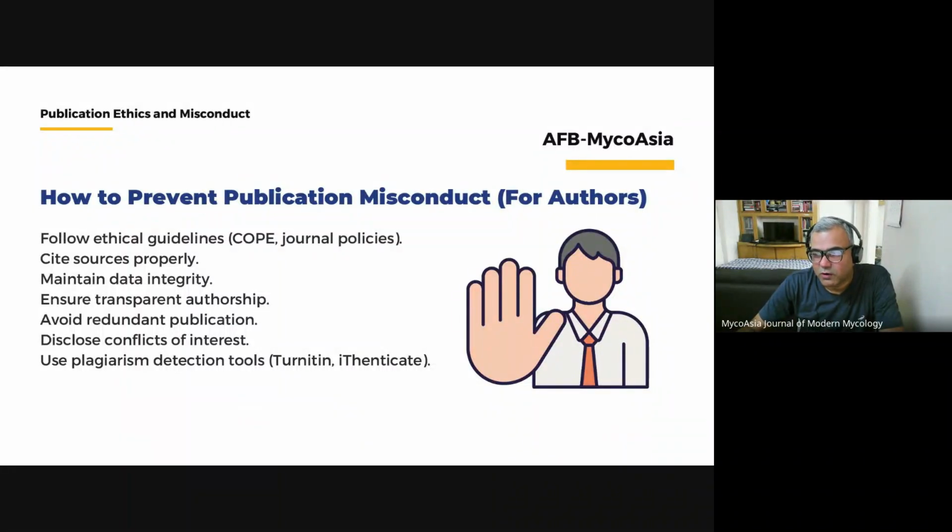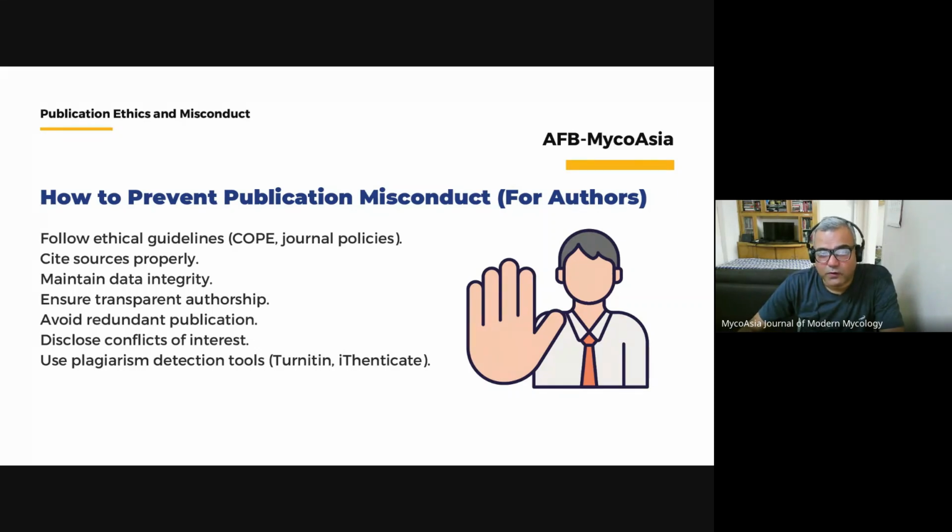So who taught us about plagiarism in MSc classes? Not many people did actually. So I was, and many other issues I was not fully aware of. But as we go through the career, we understand many things actually. But as you are a budding scientist, how can you prevent publication misconduct?